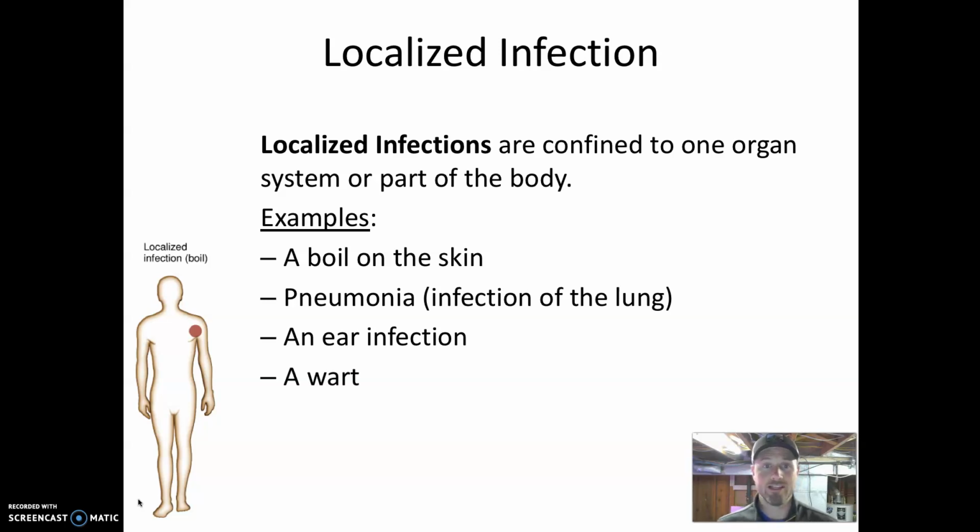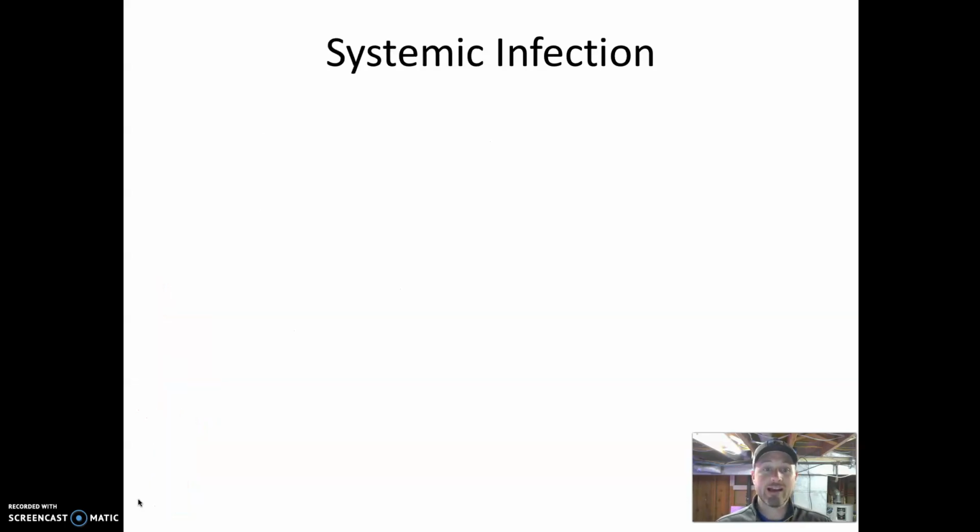A wart is another example of an infection, this one caused by a virus, which causes your skin cells to overgrow, creating this wart structure. Again, only one part, one location on the body is affected. So those are localized infections. Let's next think about a different kind of infection. We'll call these ones systemic infections.